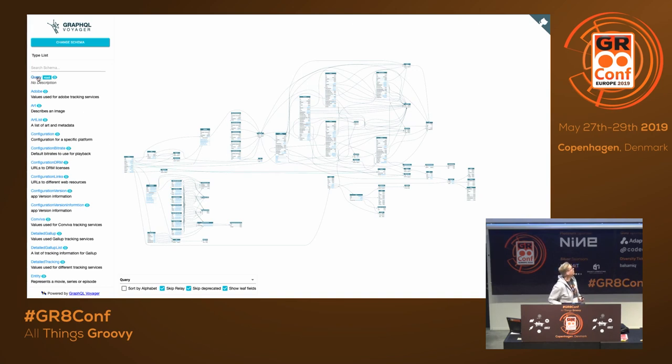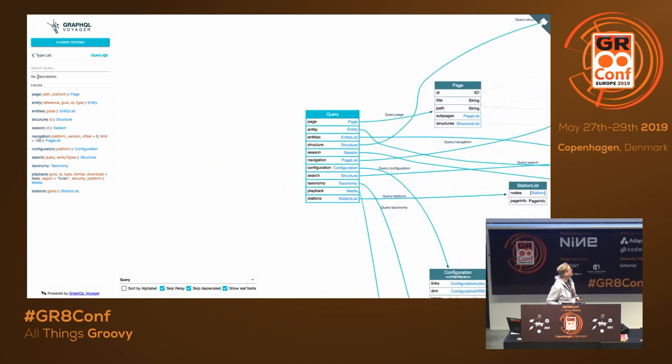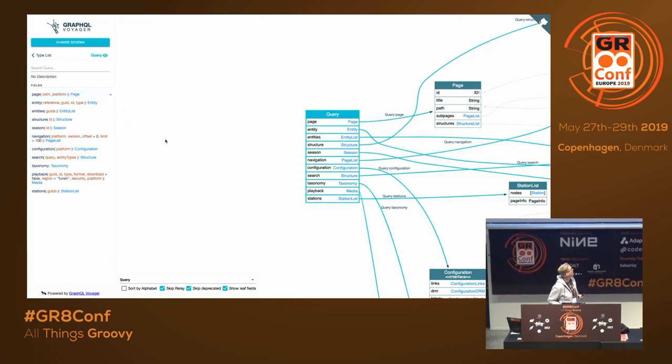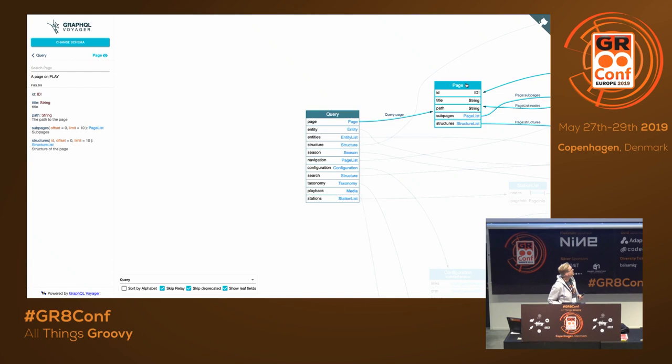So if we go to the query part, can you see it? Yeah. So that's the root of the graph. That's where we would start when we make a query. And we can, for example, go to, let's do a page. Click, it's a bit difficult. Yeah, so page is this node.